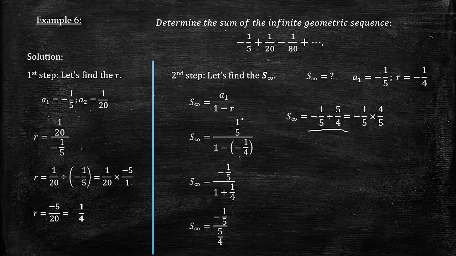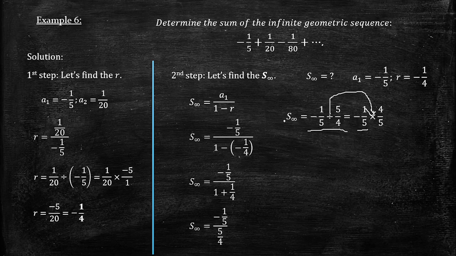Copy the first term, negative 1/5. Change the division to multiplication. Then find the reciprocal of the second term or the divisor. So 5/4 magiging 4 over 5. So negative 1/5 times 4 over 5.